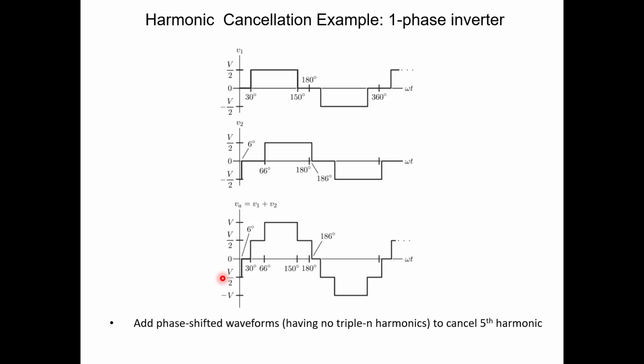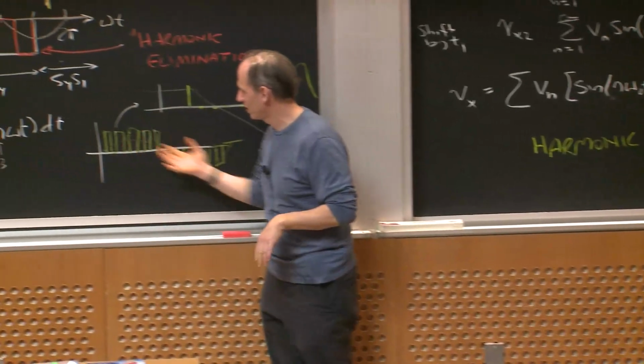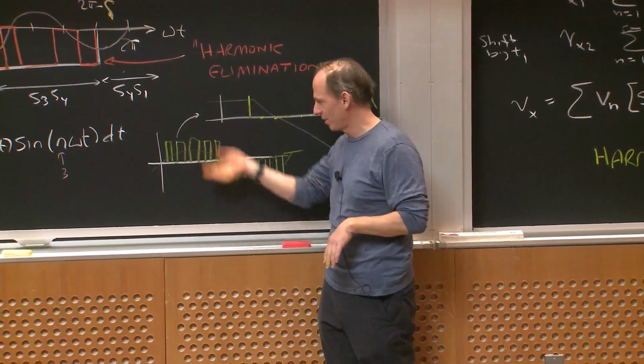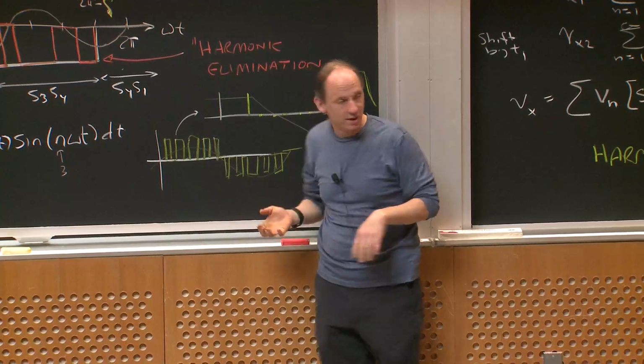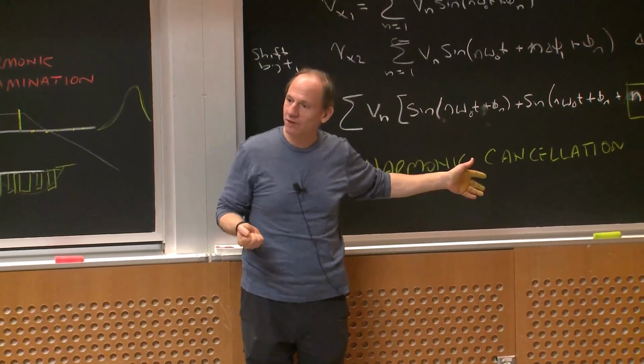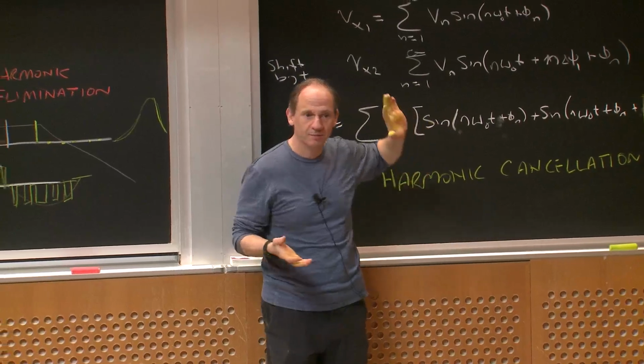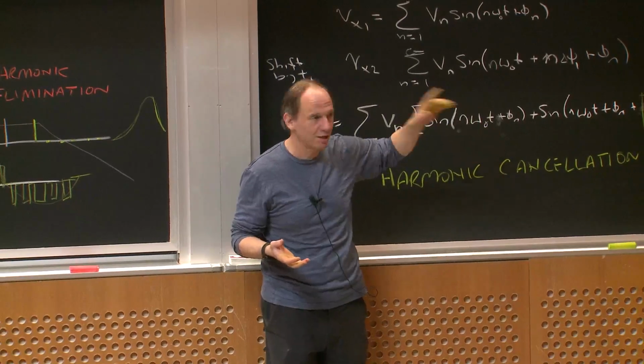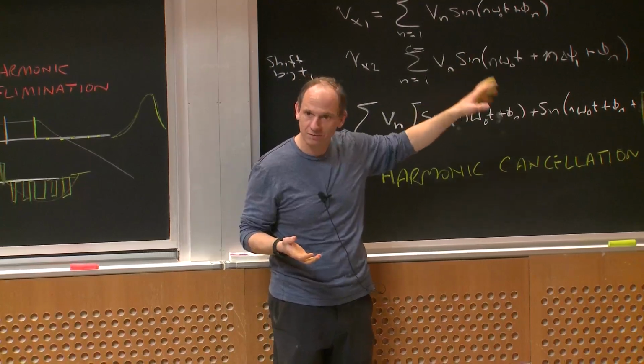So basically, unlike harmonic elimination, where I'm playing this game by getting something that has no low frequency content but has a bunch of high frequency stuff, harmonic cancellation cancels out some waveform you care about, plus multiples of that. So it looks a lot more like a sine wave.